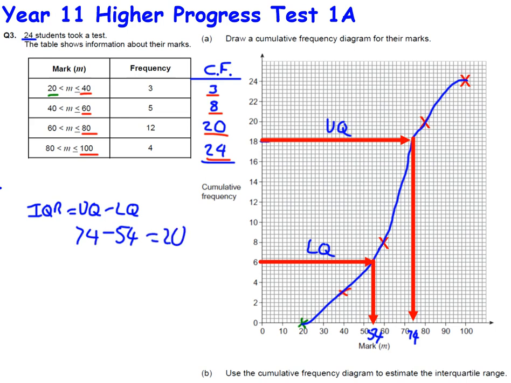Do not worry if yours is a little bit out. Each graph will be different. But as long as you've used a value that you've got from 18, which is upper quartile, and 6, which is lower quartile, and you've found the difference, then you'll still be awarded the marks.